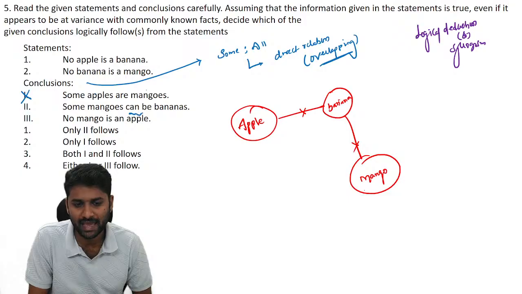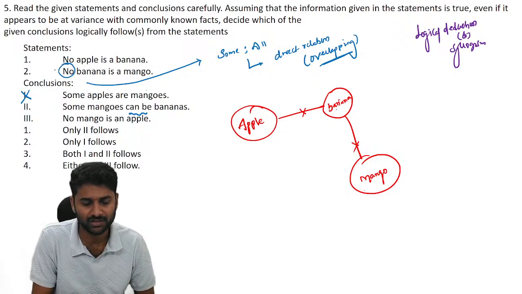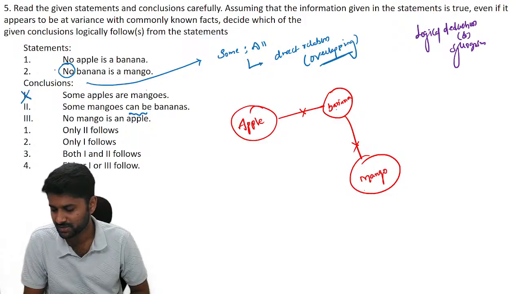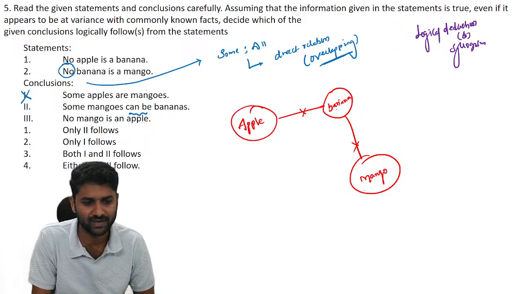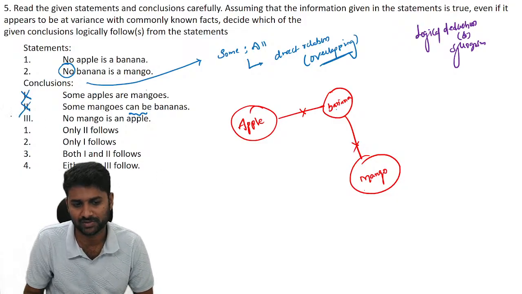Some mangoes can be banana. Is it possible that a mango can be a banana? You cannot assume the relation between banana and mango. We have a clear instruction. You cannot assume any relation between banana and mango. That's why the possibility is also not possible.